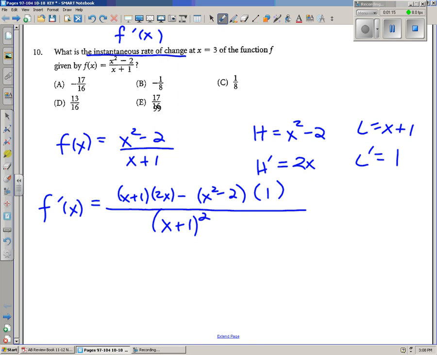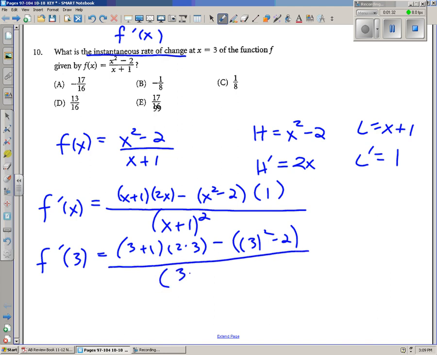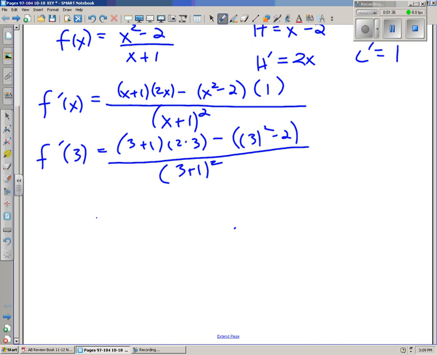So f prime, we want it at 3. And yeah, you could probably simplify this, but we just need the number here. So 3 plus 1 times 2, sorry, 3 plus 1 times 2 times 3, minus 3 squared minus 2 times 1, all over 3 plus 1 squared. And so we just have to simplify this and pay attention to what we're doing here.